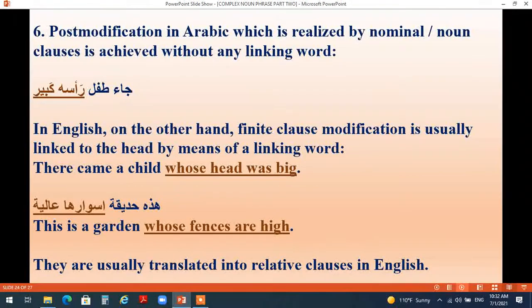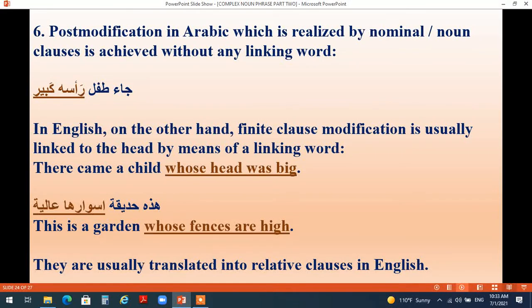Number 6. Post-modification in Arabic which is realized by nominal or noun clauses is achieved without any linking word. نلاحظ حين نستخدم الnoun or nominal clause باللغة العربية as a post-modifier لا يحتاج إلى وجود أي أداة للربط. فمثلا نقول جاء طفل رأسه كبير. رأسه كبير هو هذا nominal clause which is used as a post-modifier for the noun طفل، لكن لا توجد هنالك أي أداة تربط ما بينهما.